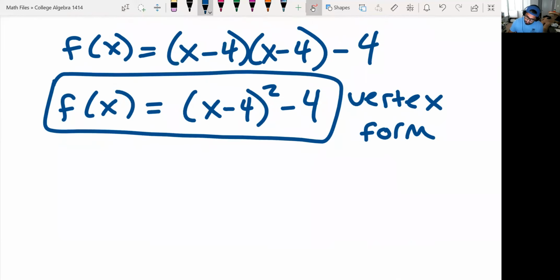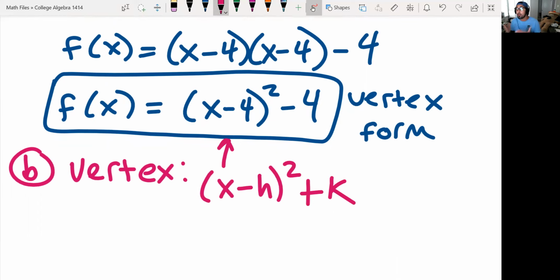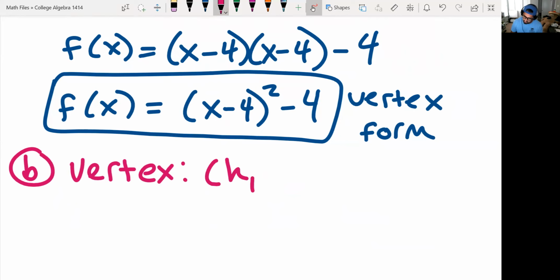So that's B. The vertex is given as (h, k). So remember from the above, that's x minus h squared plus k. Now, whenever you state h, you always state the opposite because you have to think of it as a transformation. x minus 4 is a horizontal shift to the right. So for my vertex (h, k), since it says negative 4, we always think opposite. My h value is just going to be 4.